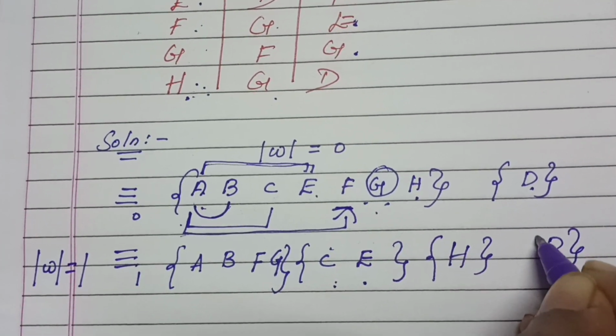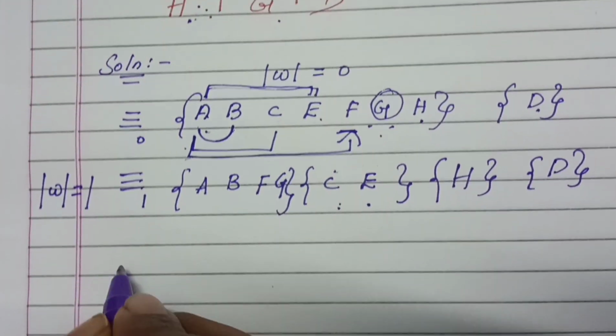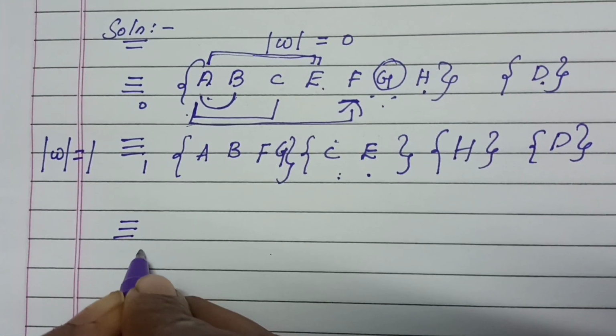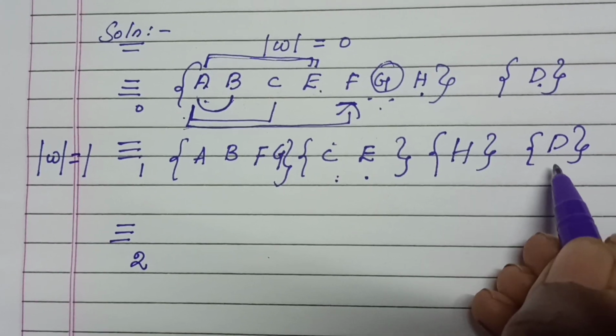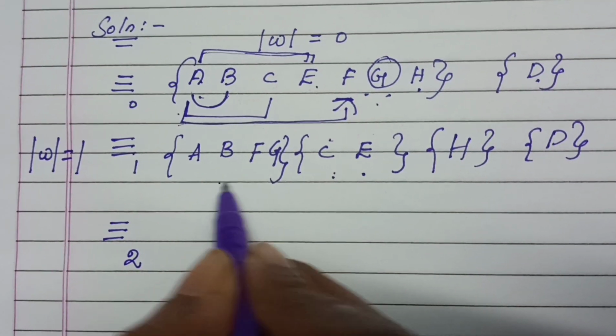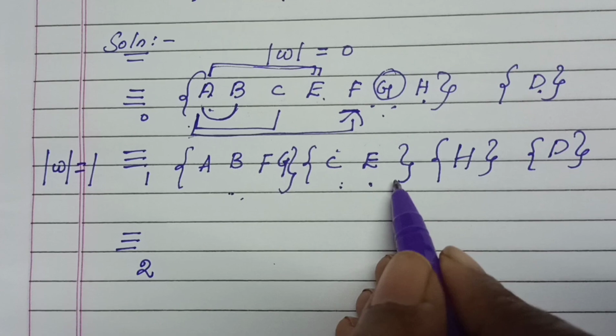D, you have to write as it is. So equivalence class 1 is done. Now we move on to equivalence class 2. H and D further you cannot disintegrate. Only concern you have to consider these two sets.